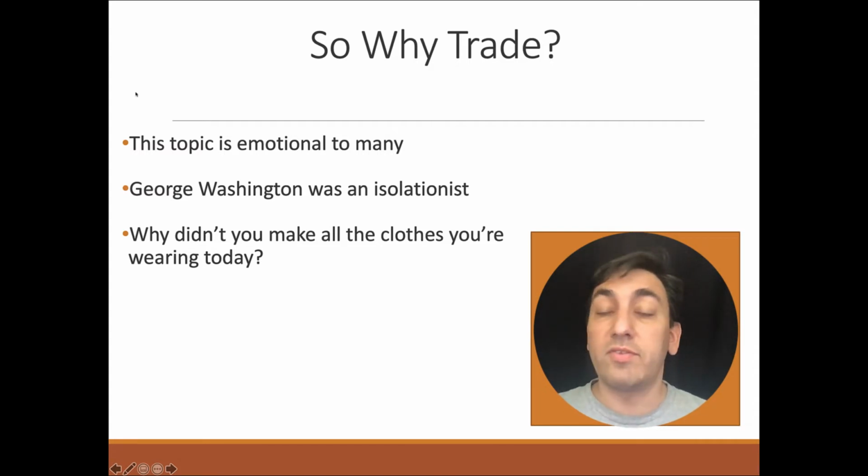Even famous Americans like George Washington were firm believers in not having external trade. He wanted to be an isolationist. But from an economist's point of view, we want to think about, why is it that you're likely not wearing clothes that you made? Why is it you're eating food that you didn't grow? What are those gains from trade? So we're going to go through an example.